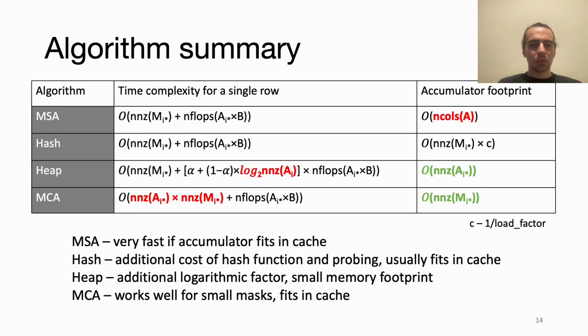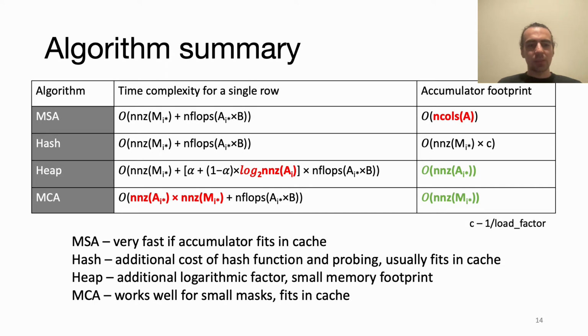This is the complexity summary for each of the algorithms. We can see that the time complexity from MSA and hash is the same. However, MSA has much larger memory footprint. And then for heap algorithm, we see additional logarithmic factor in time complexity, but we also see very low accumulator memory footprint. And similar thing if we have MCA, where you have additional multiplier factor in time complexity, but we have a low memory footprint.